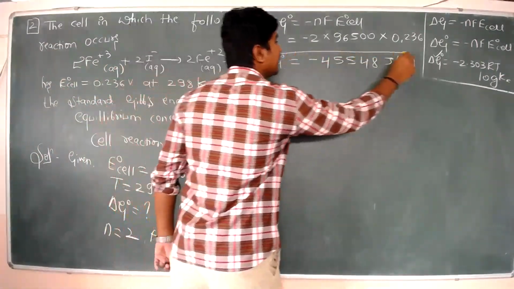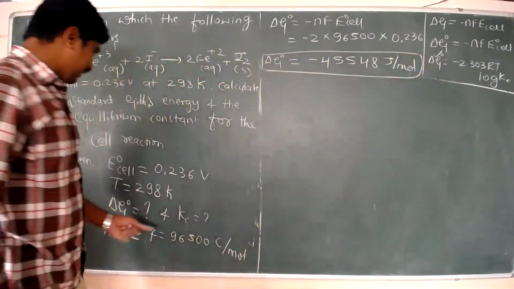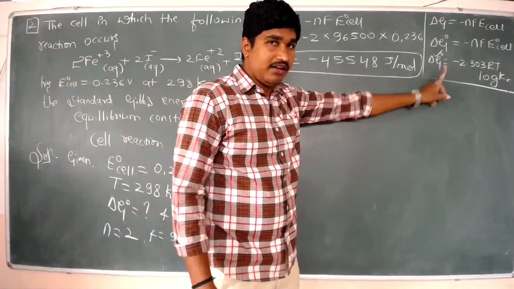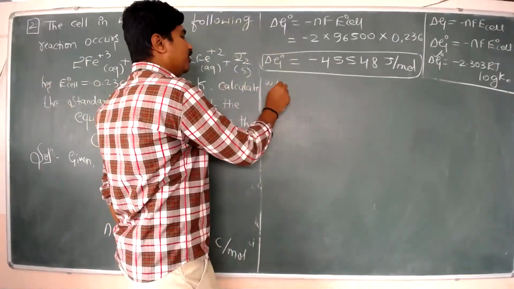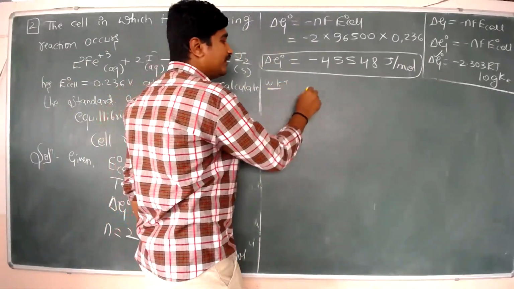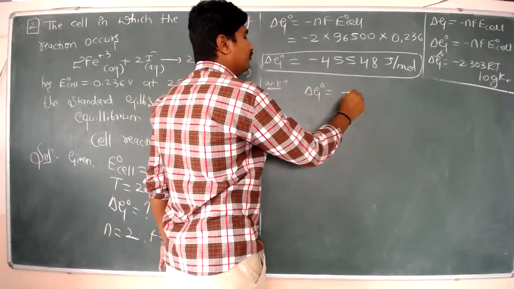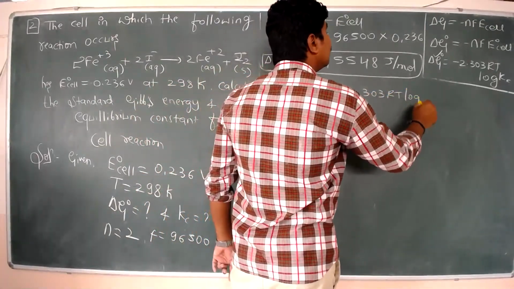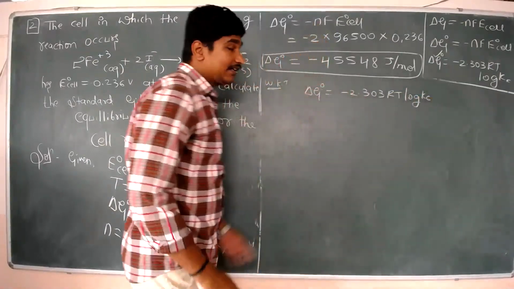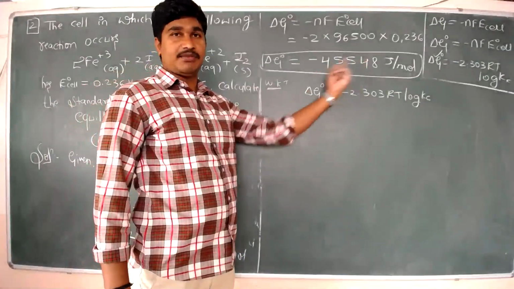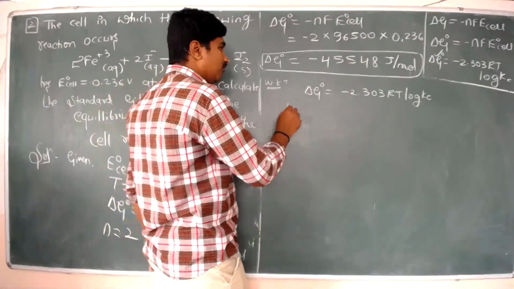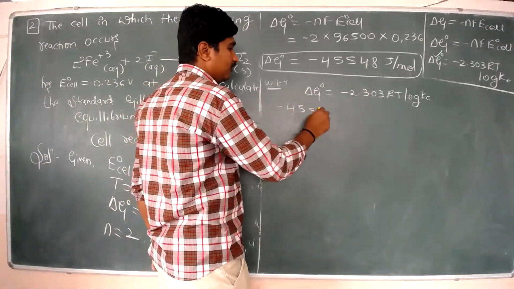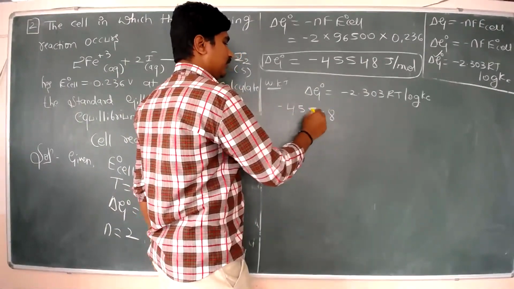But he is asking again, what? The equilibrium constant is also being asked. Therefore, you have to use this formula. Again, just observe carefully. We know that delta G naught is equal to minus 2.303 RT log Kc. The delta G naught value we have just calculated. Just substitute this value. It will be minus 45548. Right?